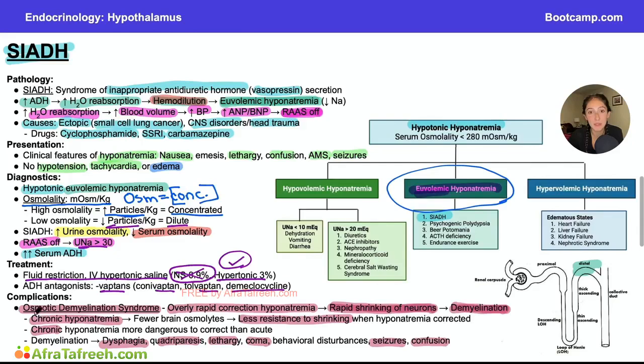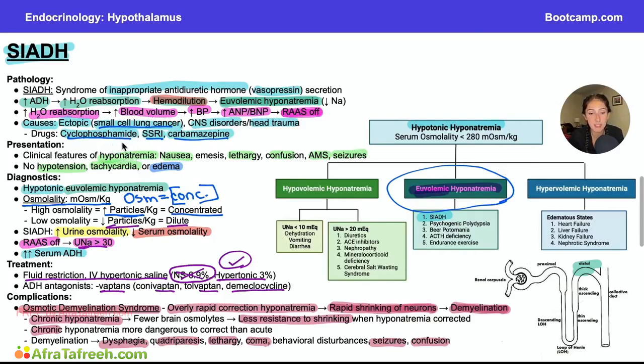Let's quickly review some of the high points about SIADH. So your classic patient with SIADH, when they talk to you on a board style question, is going to be someone with either small cell lung cancer or a recent CNS trauma, or that's taking any of these medications. So if they tell you this patient has seizures, maybe they're on carbamazepine, this patient has depression, maybe they're taking an SSRI, or this patient has gone through chemotherapy recently, maybe they took cyclophosphamide. There's usually going to be some clue about one of these causes in the stem.